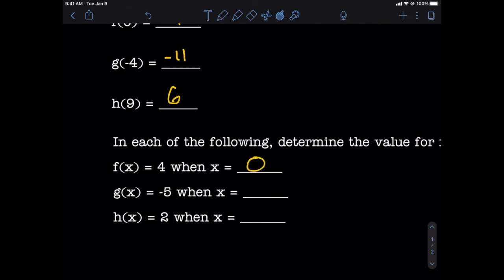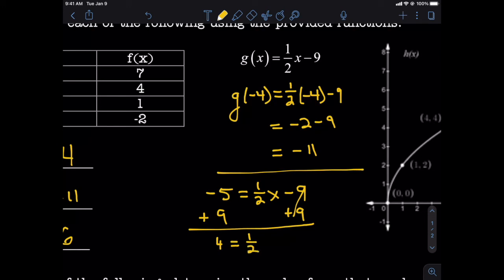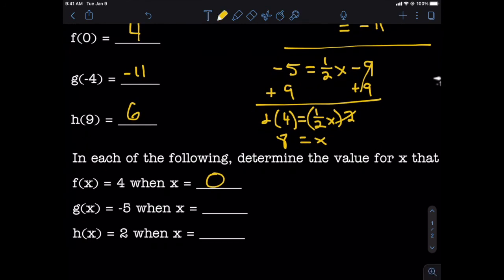To find out which x value makes g of x equal to -5, we gotta set the whole equation equal to -5 and solve. It's not ideal, Yance, but we could do it. Start by adding 9 to both sides. The 9's on the right are gonna cancel out, and -5 plus 9 is +4, that equals 1/2 x. To get rid of that 1/2, we're gonna multiply both sides by 2, and that's gonna get x by itself. At the end of the day, we get 8 is equal to x. This answers our question down below. Now we know that g of x is equal to -5 when x is equal to 8.